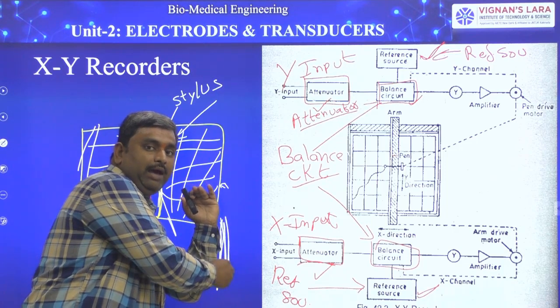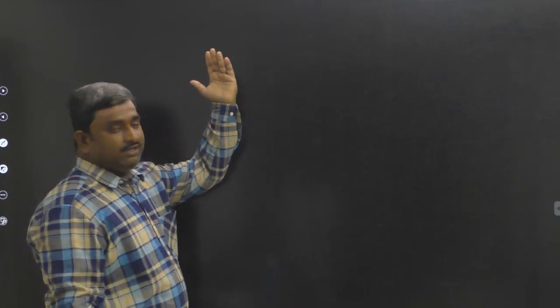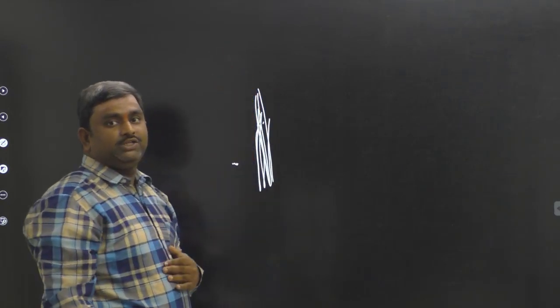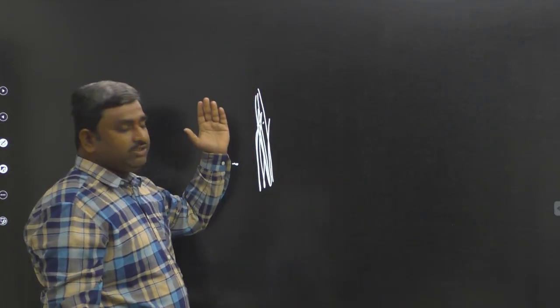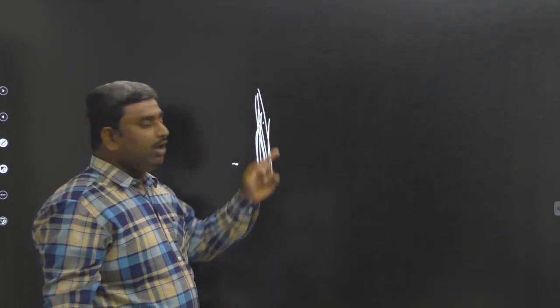Now, my arm is not moving. I will show clearly. So, see here, this is the arm and this is the stylus. Now, the arm is not moving and the stylus is moving. How is the stylus moving? In the vertical direction. If the arm is not moving and the stylus is moving, you will get a straight line. Okay.